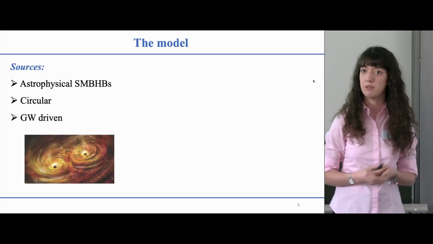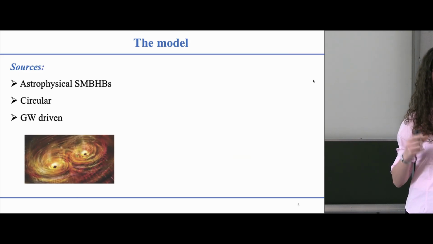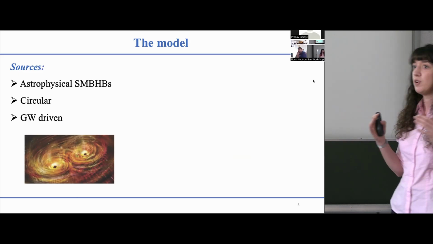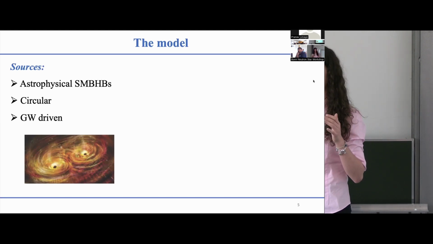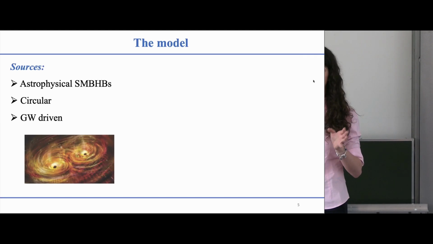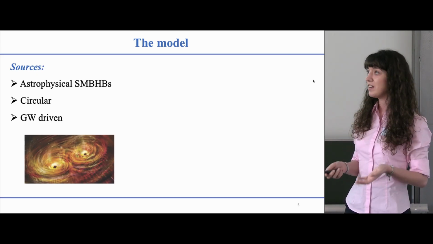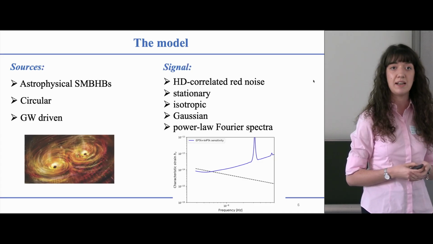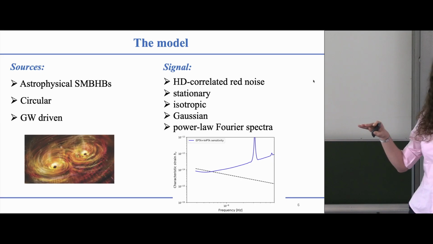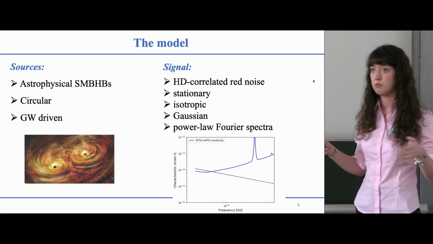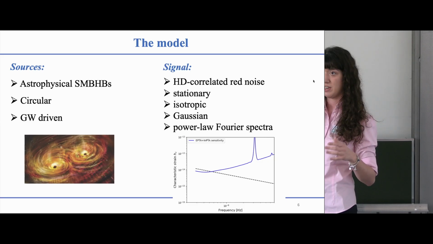What is the main assumption that we use when we build a gravitational wave background? So we consider our sources to be astrophysical supermassive black hole binaries. We assume all of them to be circular and fully gravitational wave driven. It means that for now we are ignoring all possible environmental effects like gas hardening or stellar hardening, but we are considering a pure gravitational wave emission. And those binaries are producing a signal which is modeled as a common red noise common through all the pulsars and spatially correlated following the Hellings and Downs correlation. And we assume also the signal to be stationary, isotropic, and with a spectrum which is a smooth power law with some Gaussian variations around it.